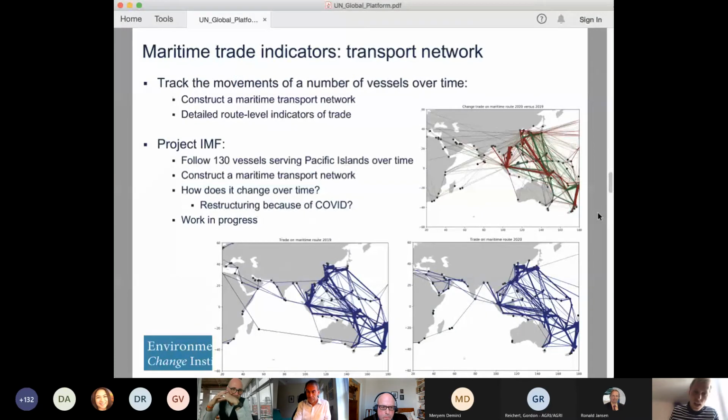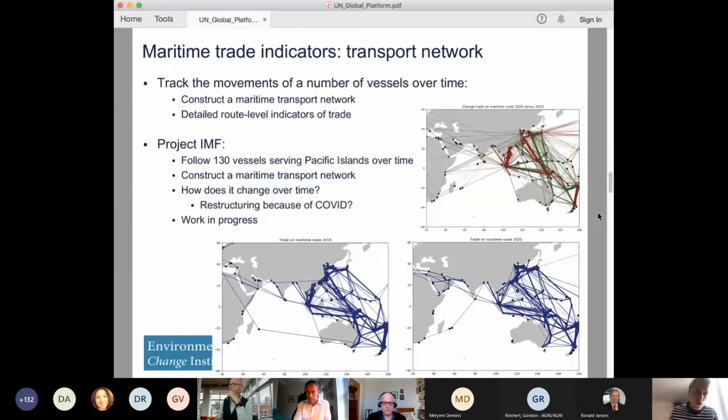So the second thing is, can we track the movement of vessels or number of vessels over time to construct a certain maritime transport network? And instead of port level indicators, we can get insight into the maritime transport routes, because this is data that's usually not available.